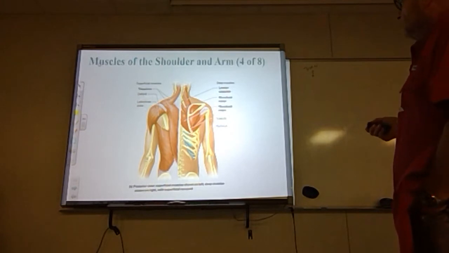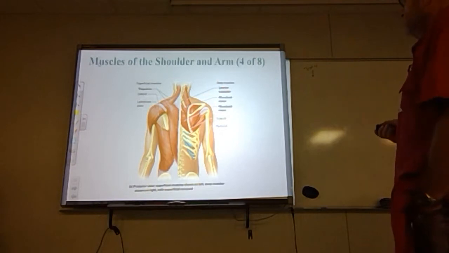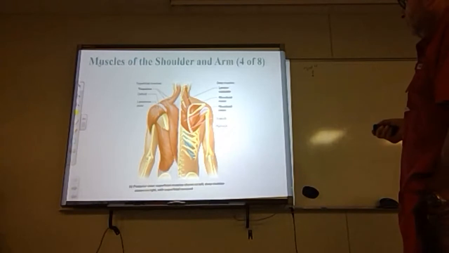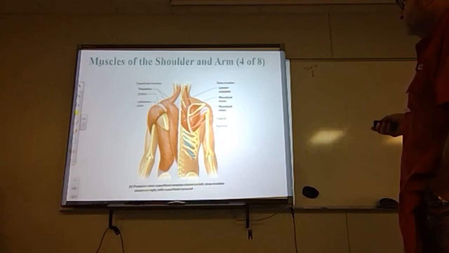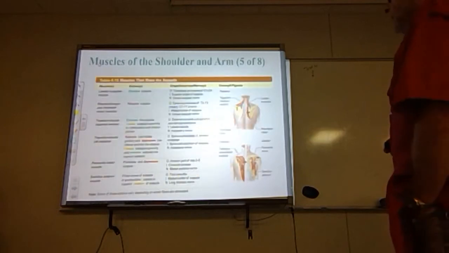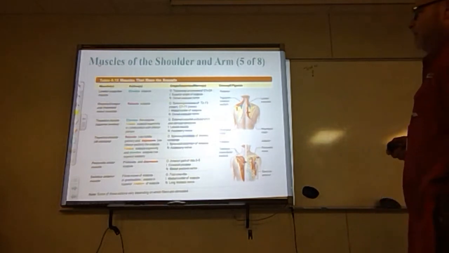Here you have the levator scapulae. Scapulae refers to the scapula. Levator lifts, elevates. Rhomboid minor, rhomboid major, and there's the scapula and all the muscles attached to the scapula. Again, the table showing the origin, insertions, and the principal action.